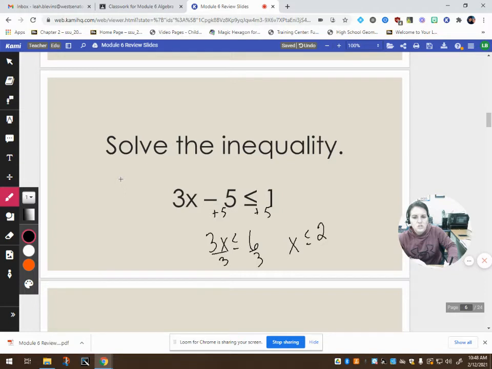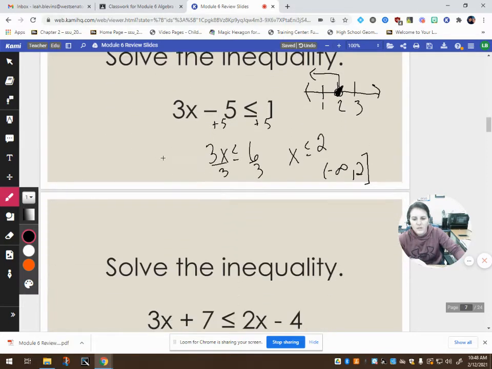So if we wanted to graph that, we're going to go 1, 2, 3, closed circle on 2. We're looking for values of x that are less than or equal to. And if we were putting it in interval notation, we're going from -infinity up to 2, including the number 2.